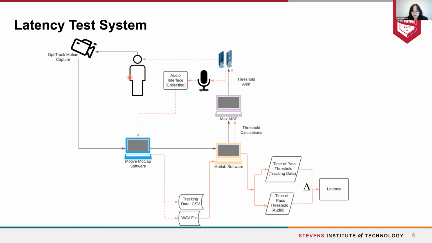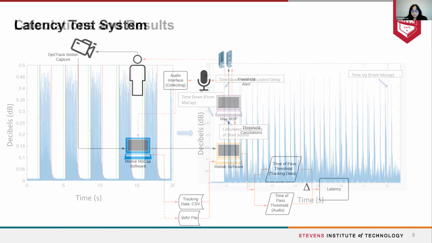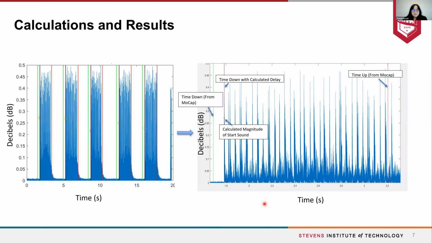The audio was recorded utilizing motion capture software, an audio interface, and a microphone. The tracking data and audio were then exported from Motive to MATLAB, where calculations were done in post-processing to find the delta between the threshold passed and the audio heard. These were then graphed to give a visual representation of the data. The audio recordings having significant envelopes allowed for multiple latencies to be calculated within one trial.